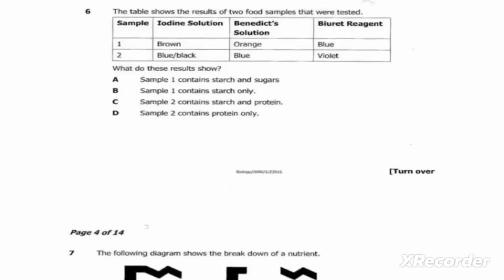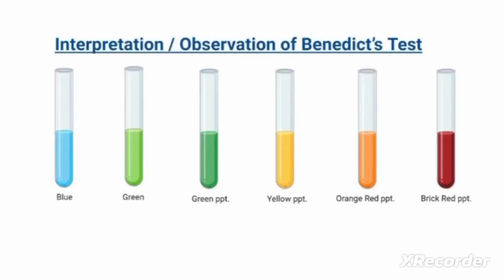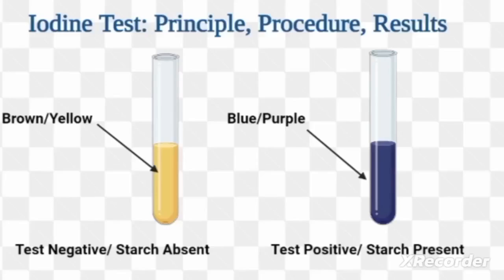What do these results show? So blue-black shows the presence of starch. Then the orange color shows the presence of reducing sugar. Violet color or purple shows the presence of proteins. So what do these results show? Okay, so here we have the test for reducing sugars.